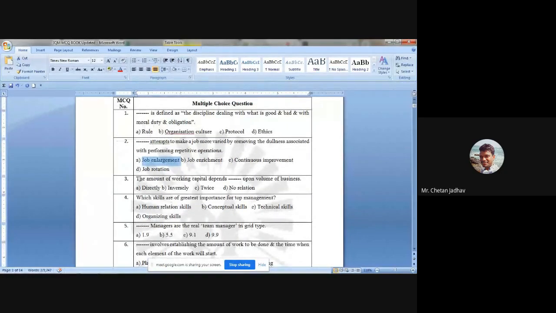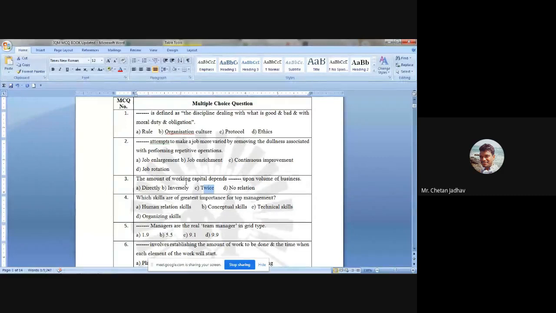Third one: the amount of working capital depends dash dash upon the volume of business. They are asking whether the working capital, meaning the funds supplied by the organization, depends on the outputs you create, that is the volume of business: directly, inversely, twice, or no relation. Any suggestion? The last option, no relation, is totally eliminated, as it has no point regarding capital and business.